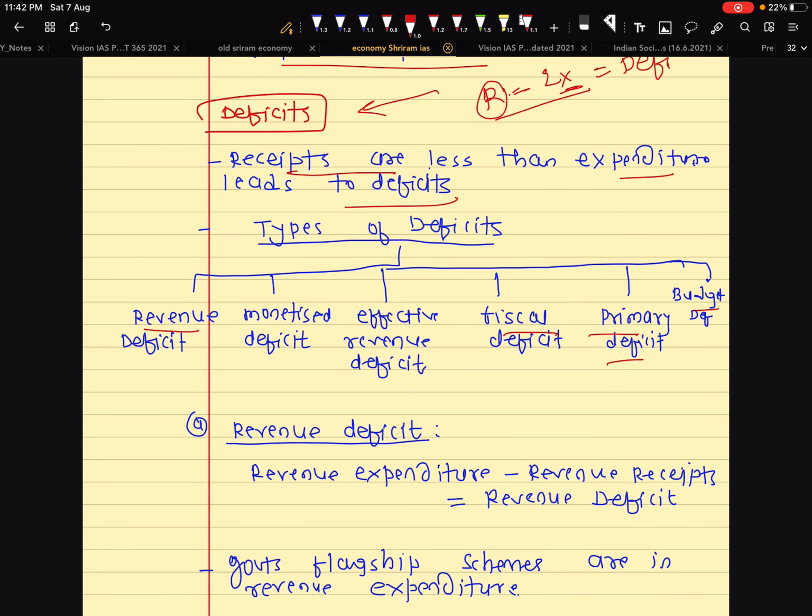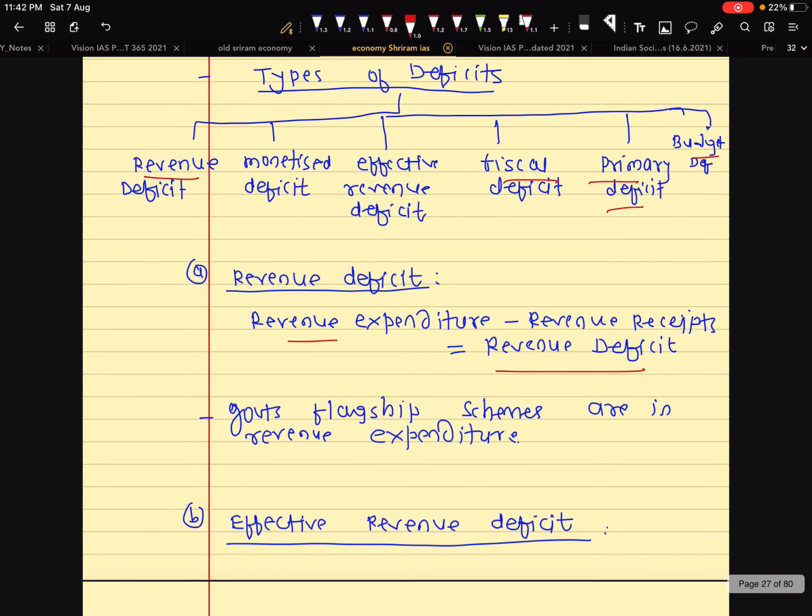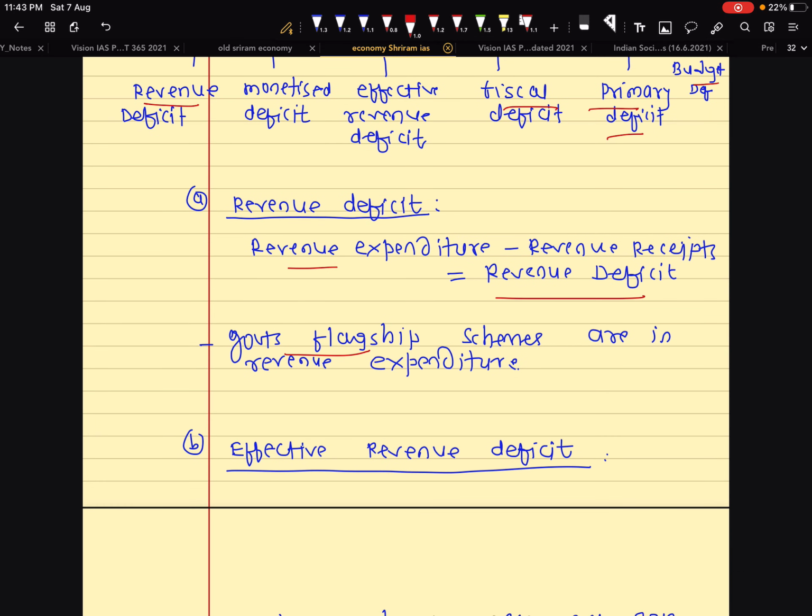First one is revenue deficit. Revenue deficit is where revenue expenditure minus revenue receipt leads to the revenue deficit, meaning revenue receipt is less than the expenditure. The government mainly spends this revenue expenditure on government flagship schemes, leading to the revenue deficit. Then the second one is effective revenue deficit.